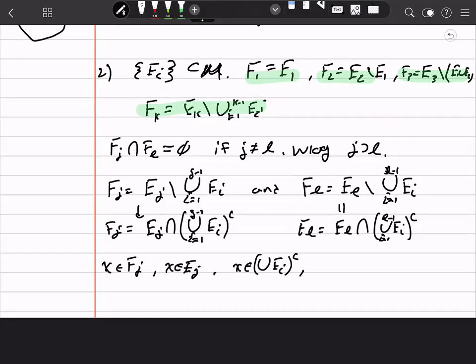But since l was less than j, we know that E sub l appears on this side. So that implies that x is not in E sub l, which implies that x is not in F sub l, right? Because if x was in F sub l, it would have to be in E sub l. But we know that since l is less than j, that was our stipulation at the beginning.